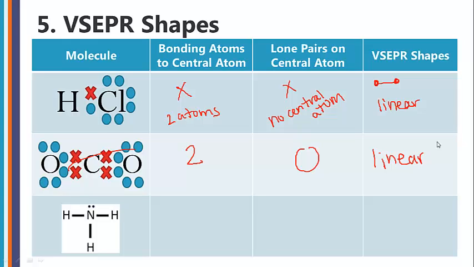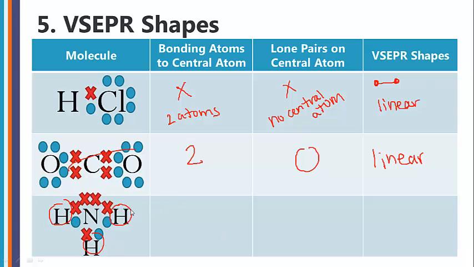Alright, so the next one is NH3, which is ammonia. If we draw in the electrons in those single bonds, that's what they look like. And then we've got that lone pair on top of nitrogen. So the number of bonding atoms to the central atom, there's 1, 2, 3 atoms bound to the central atom. And of nitrogen's 5 electrons, 2 of them are in a lone pair. So that means that I've got 1 lone pair. So the shape that this corresponds to is going to be pyramidal.